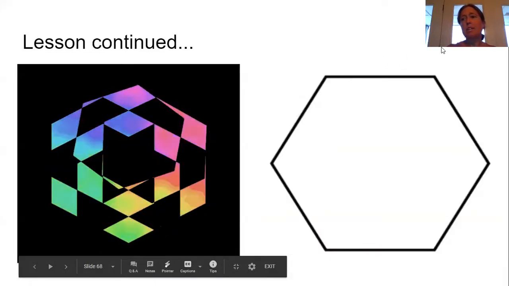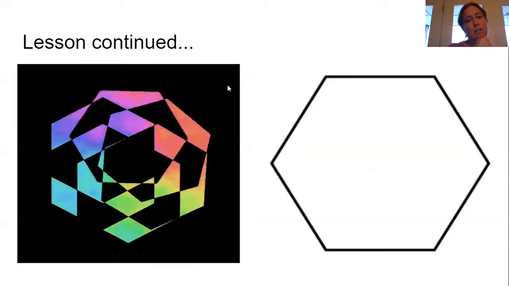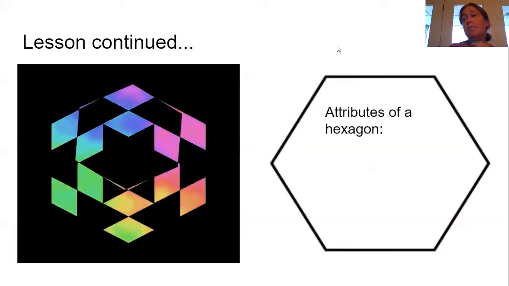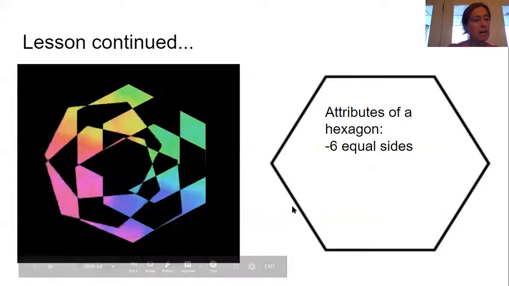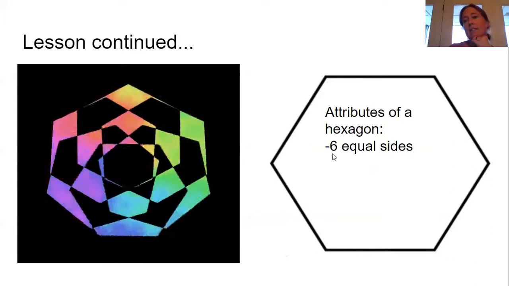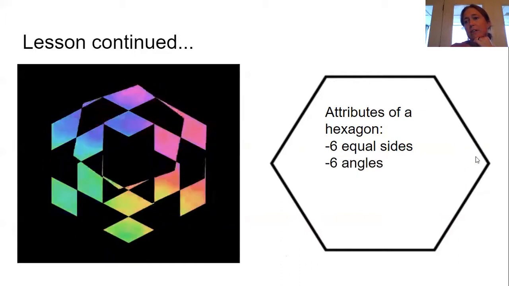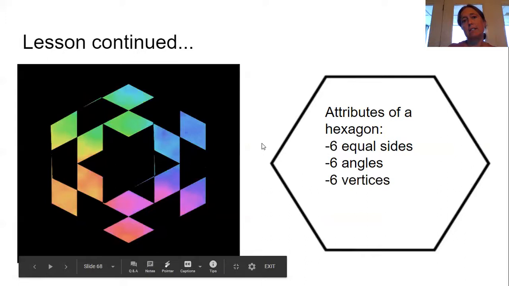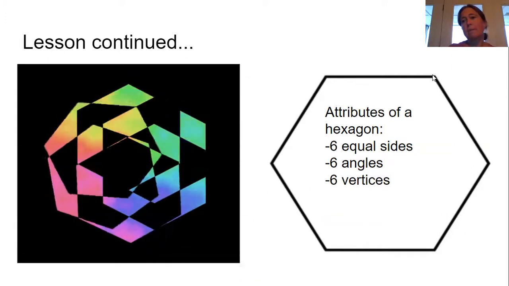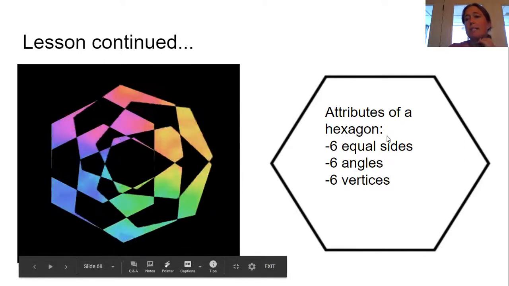All right, so this shape is actually called a hexagon. You also see one here that's turning in different colors. The attributes of a hexagon are 6 equal sides, as you can see, 1, 2, 3, 4, 5, 6. It also has 6 angles, 1, 2, 3, 4, 5, 6, and it has 6 vertices, 1, 2, 3, 4, 5, 6. So that is what makes a hexagon.